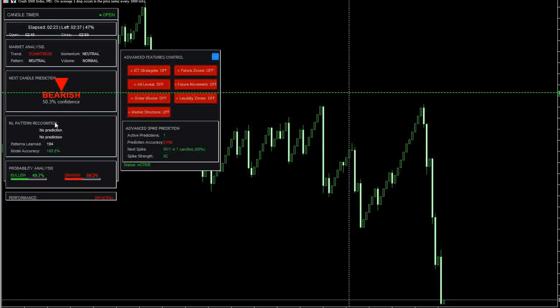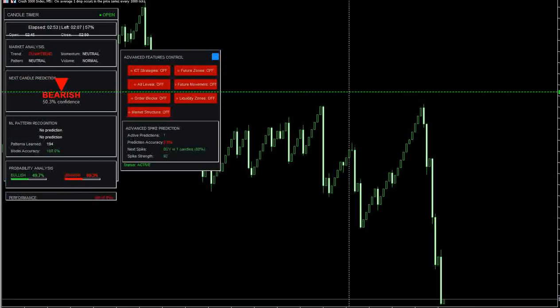Now also we have the machine language pattern recognition. Now there is no prediction as of now. Pattern length, it has understood 194 patterns. Now what is the secret of this particular machine language pattern? It tries to understand the formation of each of these patterns from the history.